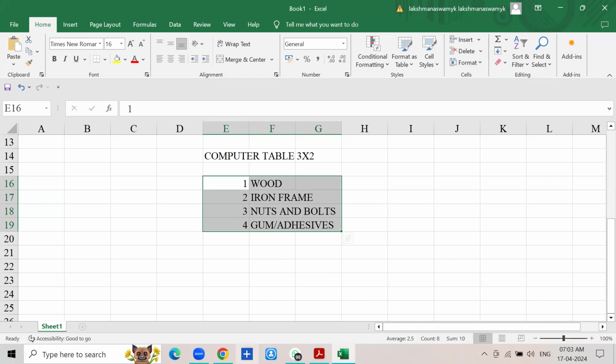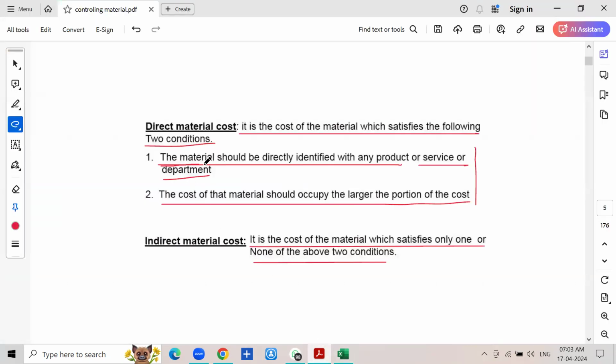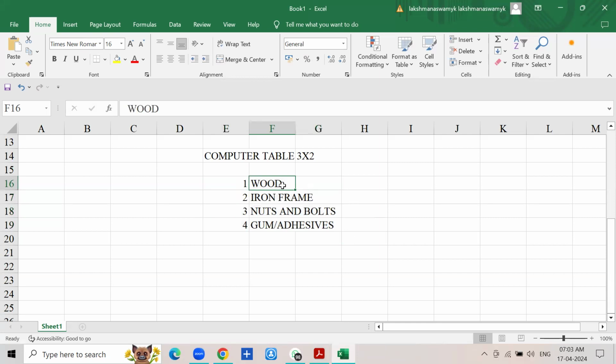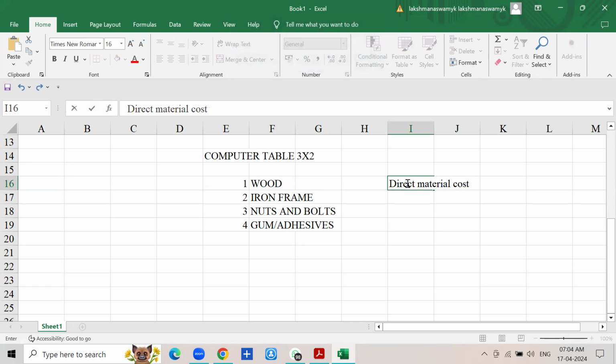So first condition is satisfied. What is that first condition? The material should be directly identified with any product or service or department, right? So the first condition is satisfied. Now, what is the proportion of the cost of the wood when compared to total cost of the product? Say, for example, the cost of the computer table is 1,000 rupees, right? So the wood cost will be at least 30 to 35% of the total cost. So wood is satisfying both the conditions. So wood is called direct material cost. Wood is called direct material, and the cost of the wood is direct material cost.